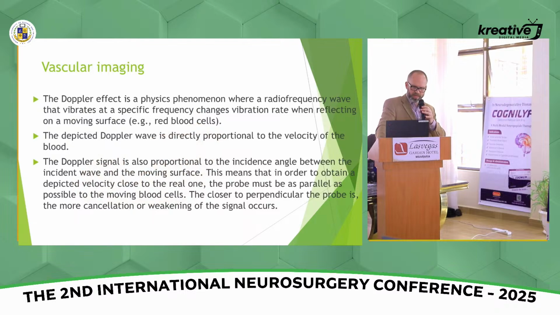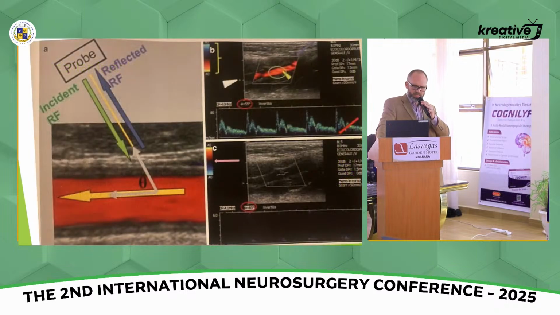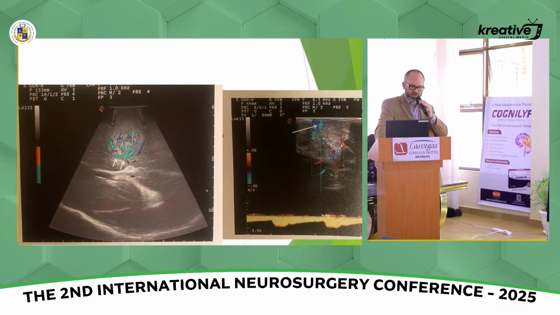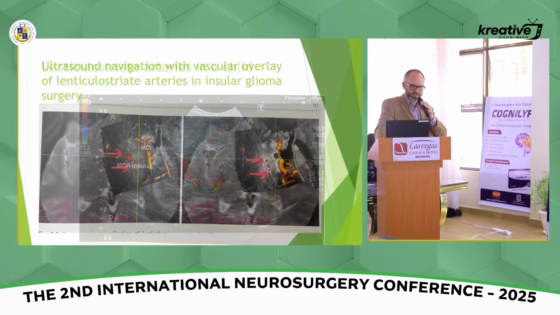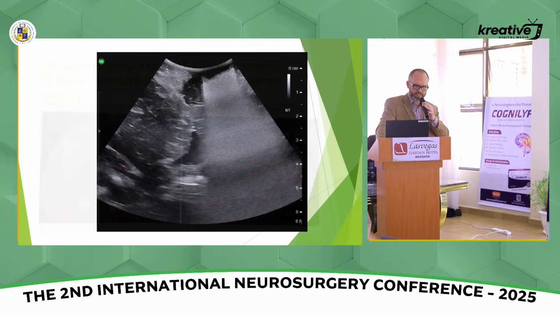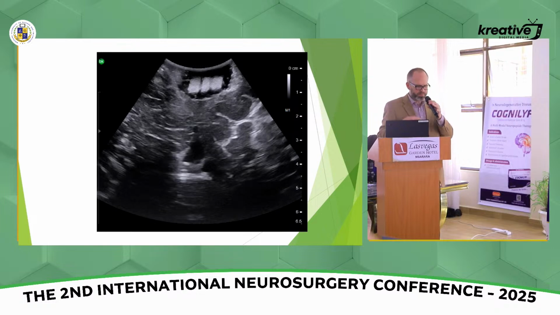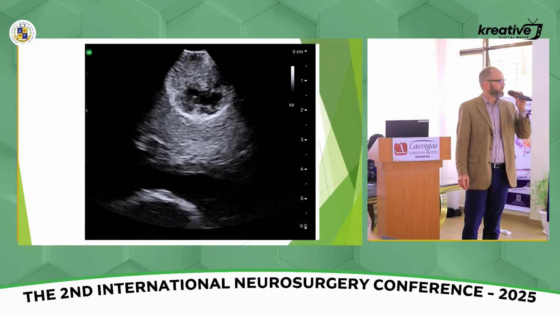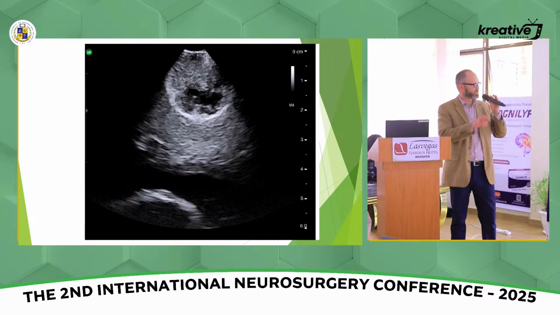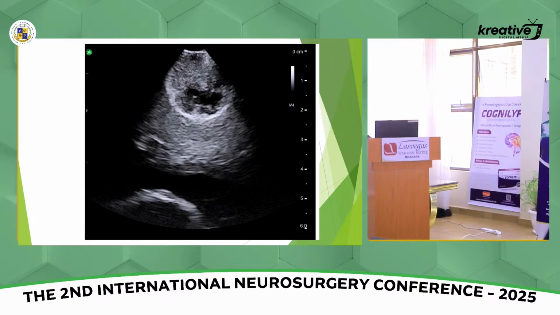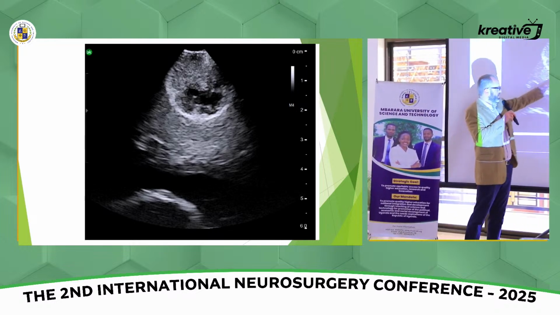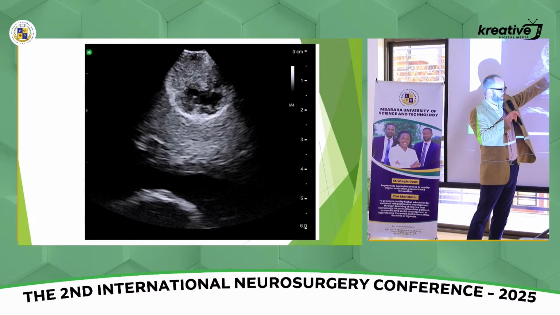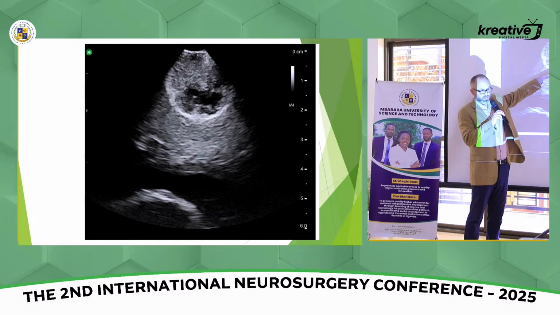This is another patient who presented with dizziness after a fall, had a history of non-small cell lung cancer, and had left upper extremity weakness on exam. He had this prefrontal lesion in the supplementary motor area that was quite superficial. Here again, you see a very clear capsule of the tumor and a cystic component, which is common in adenocarcinoma of the lung.